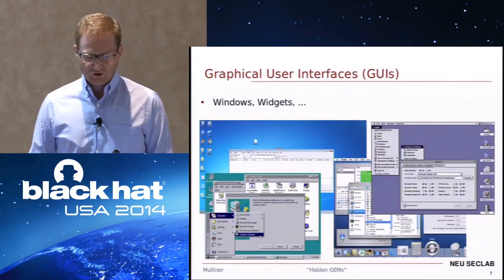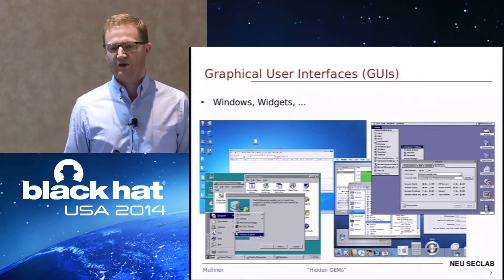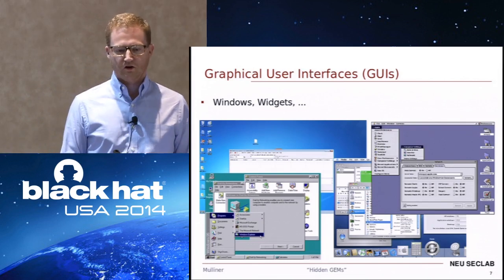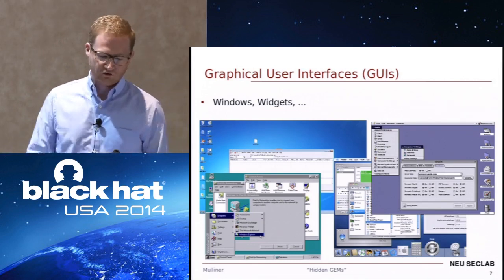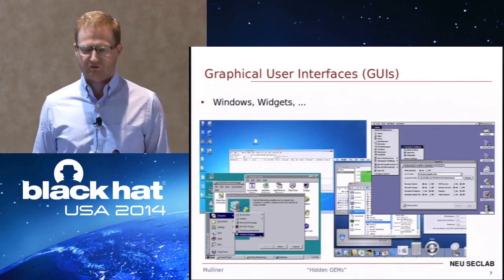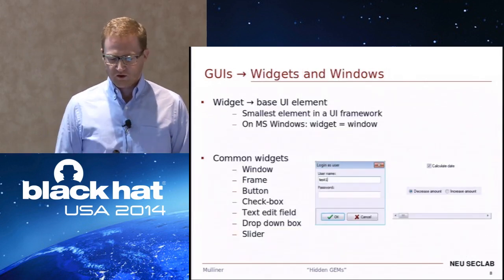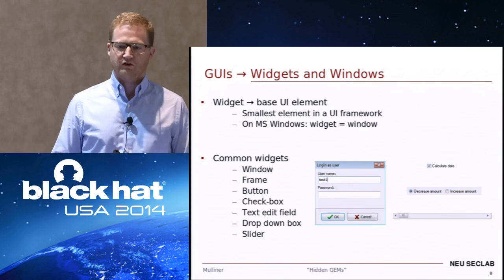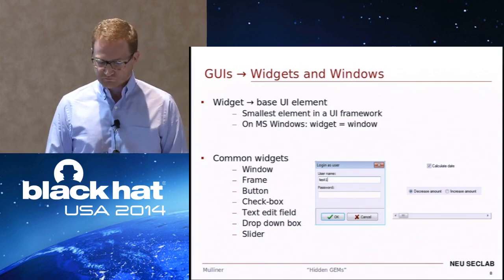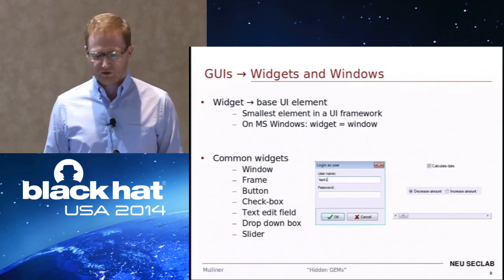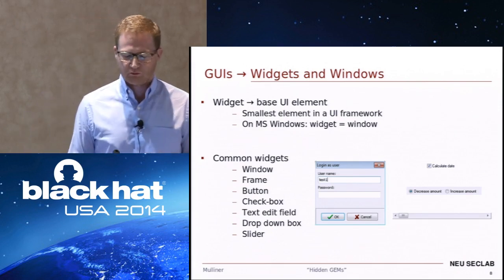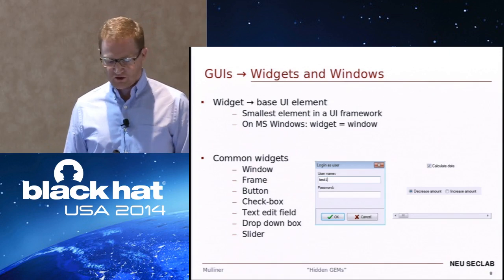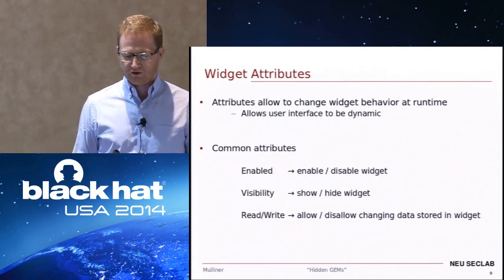So, a graphical user interface is basically a collection of windows and widgets. On Microsoft Windows, a widget is a window. They just use other terms, but basically the smallest element is a widget. It is a base element, which means the smallest thing you can address within a UI framework. And you all know there are really common widgets like a window, a frame, a button, a checkbox, a text edit field, a drop down, a slider, and so on. It's really the basic things.